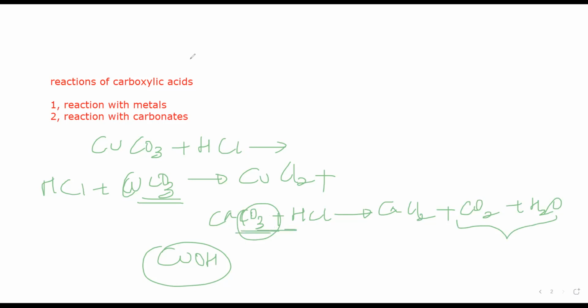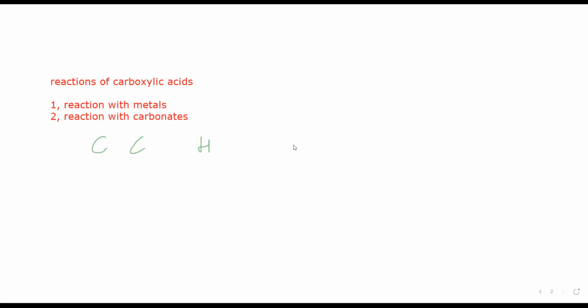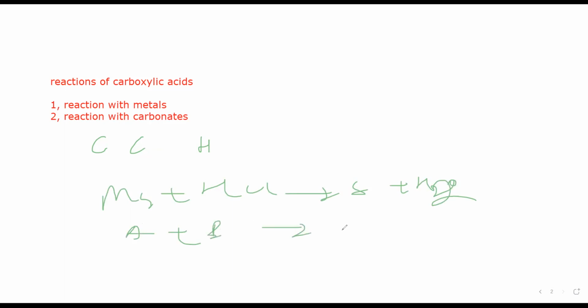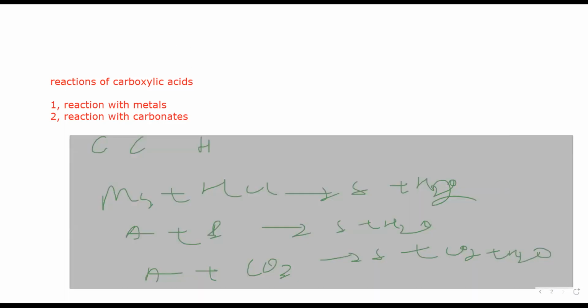So acids, these were the three types of reactions. A metal and an acid will form salt and hydrogen. An acid and a base will form salt and water. An acid and a carbonate will form salt, carbon dioxide and water. We learned all this in the reactivity series.